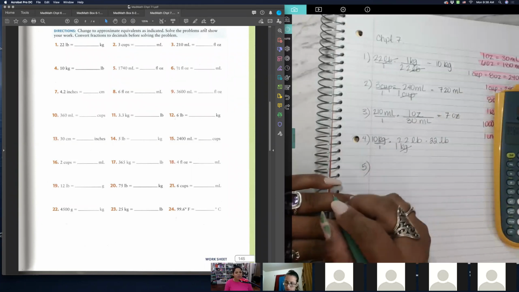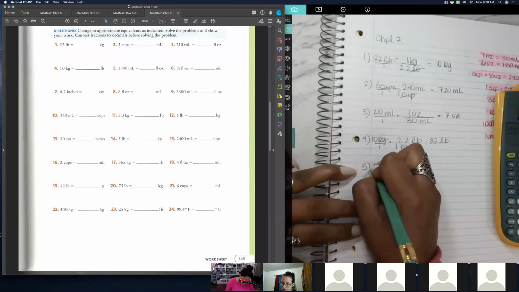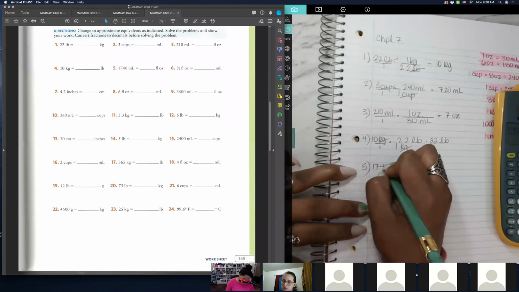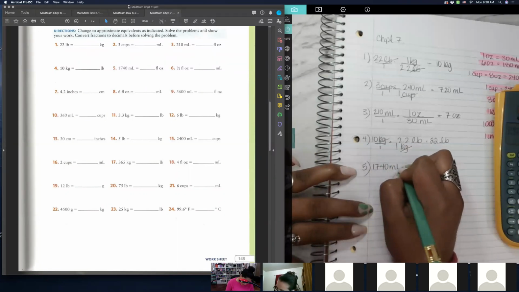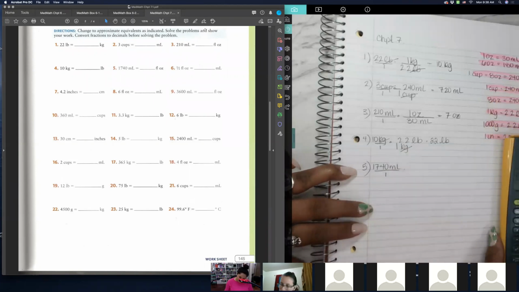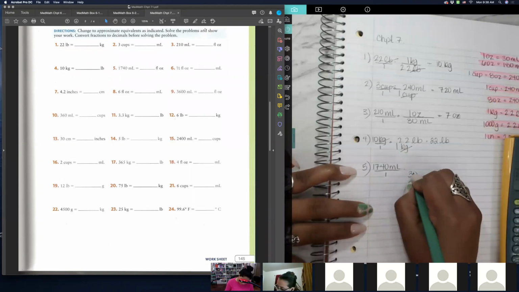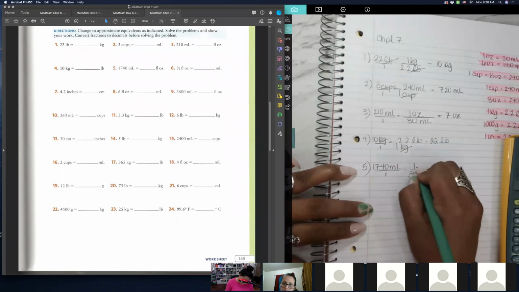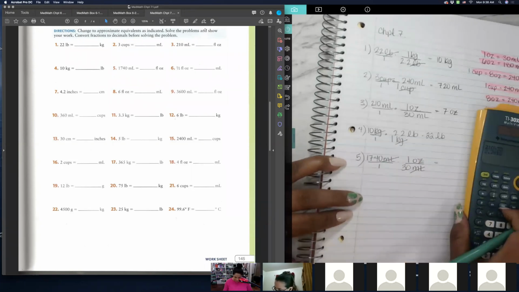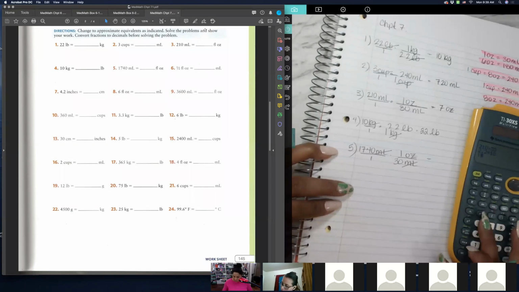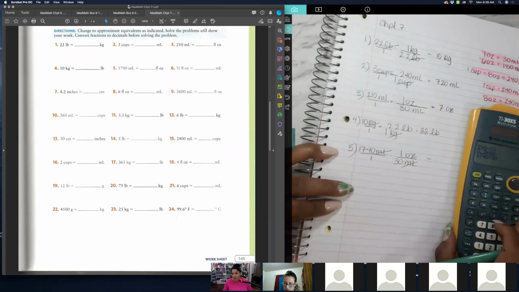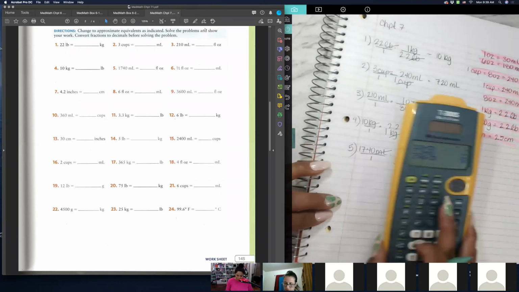Okay, number 5 is 1740 milliliters, and we want to convert to ounces. So we know 30 milliliters is equal to 1 ounce. All right, so then just take 1740 divided by 30, and you're going to get 58 ounces.